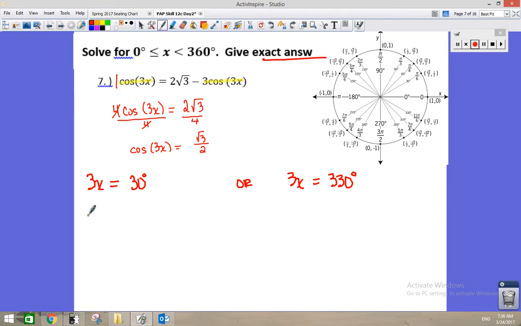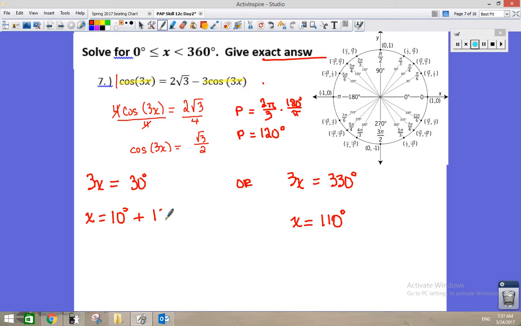Now, let's divide both sides by 3, and I have that x is 10 degrees, and over here, x is 110 degrees. Now, it wants all of the solutions that are between 0 and 360. With this coefficient of 3, that actually was a horizontal shrink, and the period for this is 2 pi divided by that coefficient. So my new period is 2 pi over 3. Well, I need to think of that in terms of degrees. 120 degrees, right? Because 180 divided by 3 is 60. The pi's cancel, and 60 times 2 is 120.